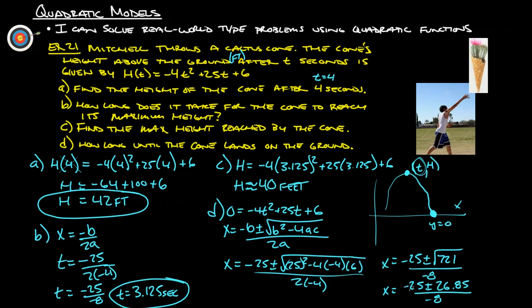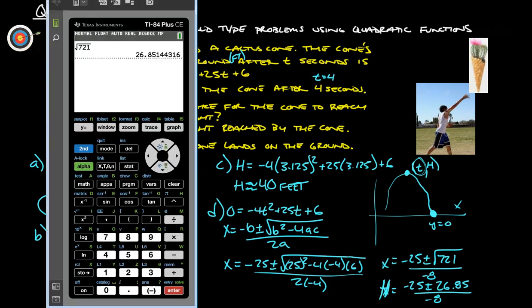So here's the thing. If we do -25 plus 26.85, that's going to be a positive number divided by a negative number, and that is going to be our time. So that means the time is negative, which would not make sense for what we're looking for. So what we want to do is just simply do the negative 25 minus the 26.85 divided by negative 8. Just save ourselves some time. Okay, so negative 25 minus 26.85 equals, and then we're going to divide it by a negative 8. And we get 6.48.